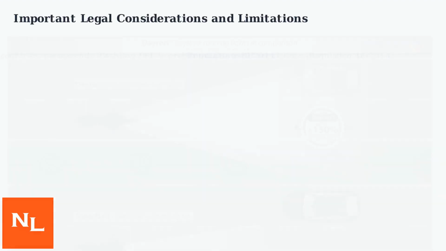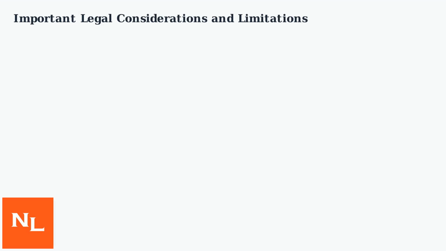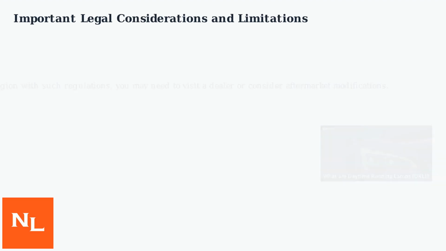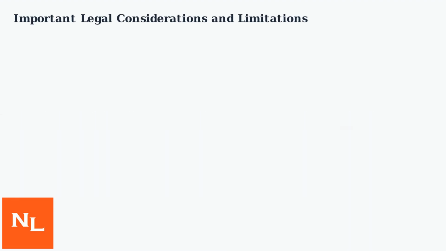In some European countries, permanently disabling DRL is prohibited due to EU regulations, specifically Regulation 48/2014. If you are in a region with such regulations, you may need to visit a dealer or consider aftermarket modifications. However, in other markets like the US, full toggling may be possible, depending on your vehicle's configuration. Always check local laws regarding DRL.